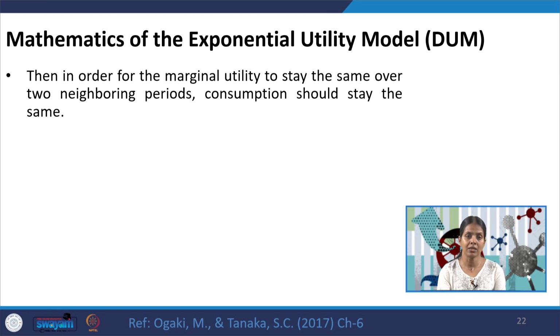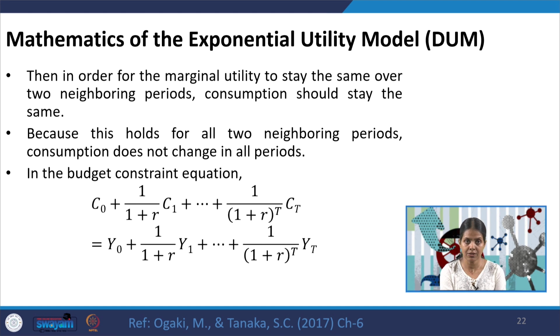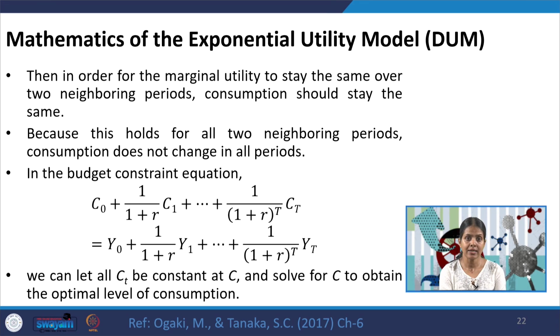Then in order for the marginal utility to stay the same over two neighboring periods, consumption should stay the same. Because this holds for all two neighboring periods, consumption does not change in all periods. In the budget constraint equation that we have, we can let Ct be constant at C and solve for C to obtain the optimal level of consumption. So, all these C's will be replaced by a single C, and accordingly we can solve for the optimal level of consumption, which is going to remain fixed for all the periods.